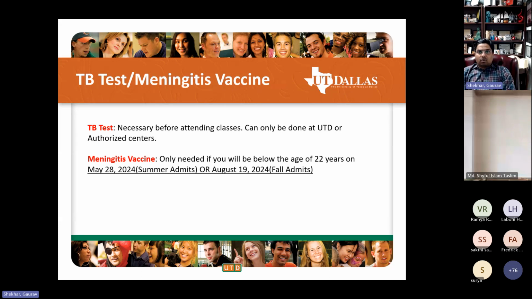Meningitis vaccine is required for people who will be below the age of 22 on the first day of classes, which for summer admits, May 28, 2024 is when we are starting summer. If you are under the age of 22, you will need this vaccine. And once you are vaccinated, and you can get this in your home country, you just need to send the document to the registrar's office, and they will remove the hold for you.